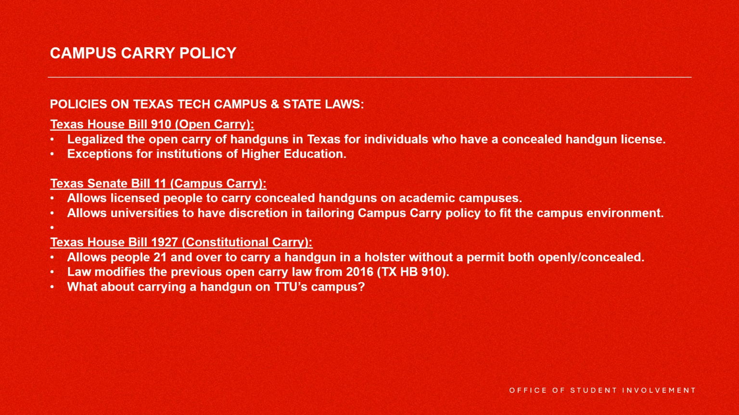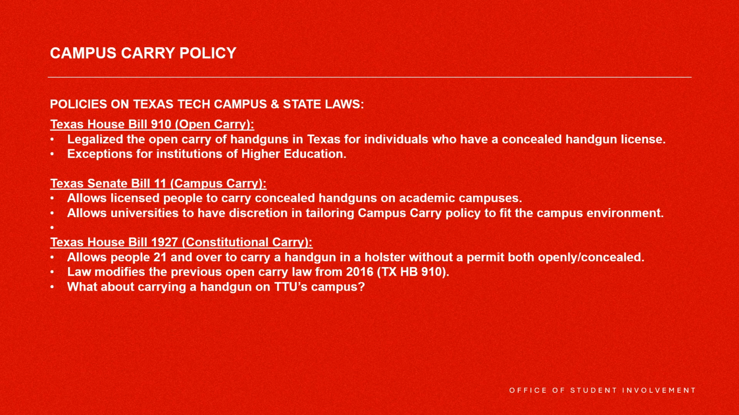Texas Senate Bill 11 also allows people to carry concealed handguns on academic campuses, but again, the law allows for higher institutions such as Texas Tech to have discretion in tailoring this policy to the campus environment. On September 1st, 2021, Texas signed into law the Constitutional Carry Law. This law modified the 2016 House Bill 910 Open Carry Law by allowing individuals over the age of 21 to either openly carry or conceal carry a handgun in a holster without any permit to carry.